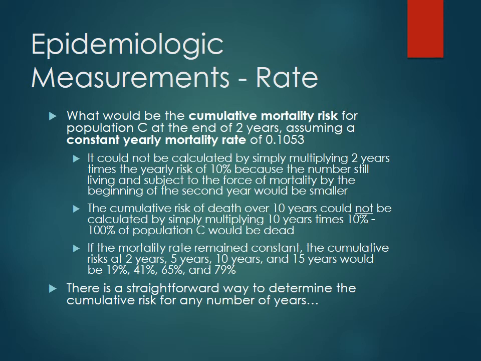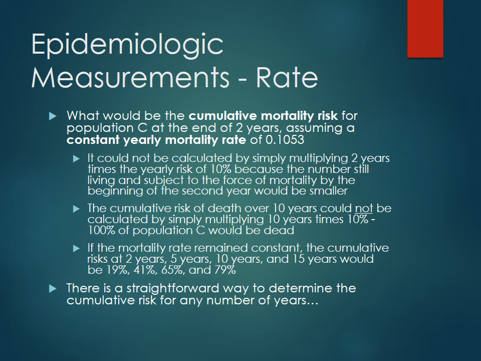Because in the first year we had 10% of 100 die, so at year 2 how many do we have left? 90, right? So how many people are at risk for death during year 2? Yeah, still 10%, but now it's 10% of 90 and not 10% of 100. So notice how this is changing over time. This is why the math is going to get more complicated as you look at death rates and mortality rates over a longer period of time. So I'll show you how the math works out for that.